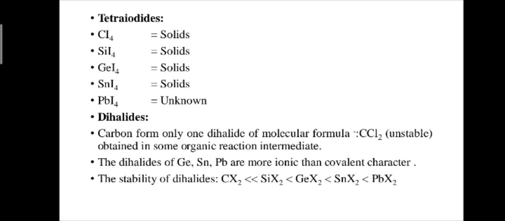Dihalides of carbon group elements. Carbon forms only one dihalide, of molecular formula CCl2. Already we have discussed that CCl2 is called carbene, which is unstable and obtained as an intermediate in some organic reactions. The dihalides of germanium, tin and lead are more ionic than covalent in character. The stability of dihalides is in the order: carbon dihalide is the least stable, lead dihalide is more stable.